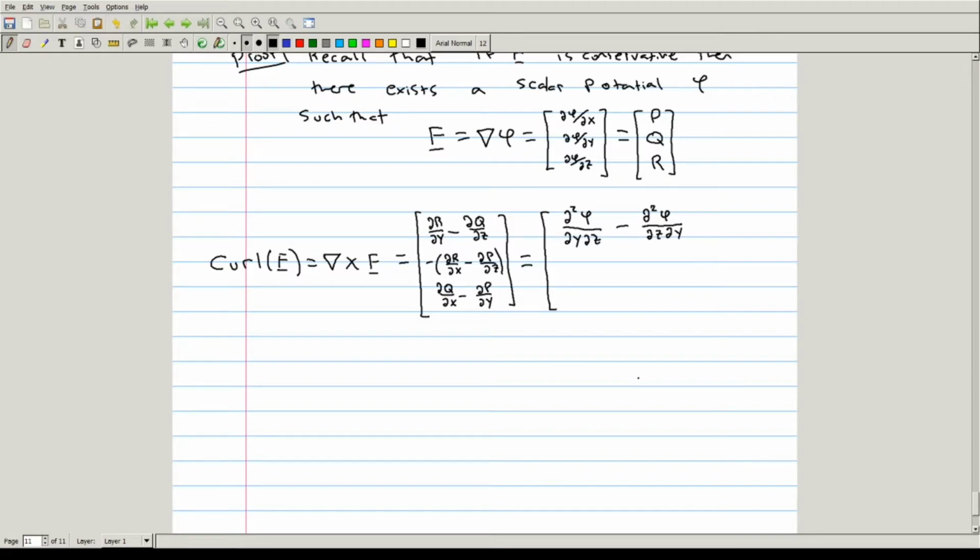And this happens for each one of these components. So I'll make this a little bit bigger here.